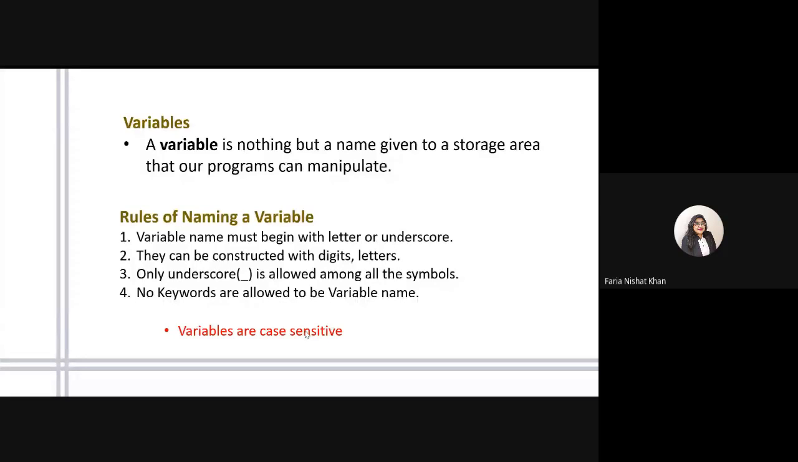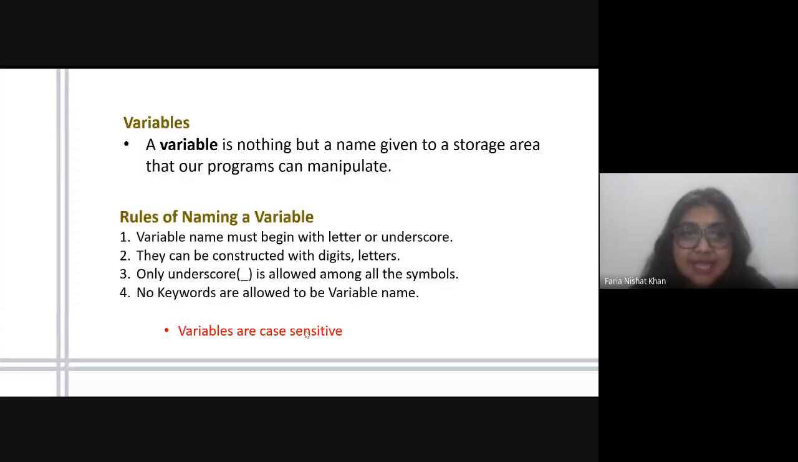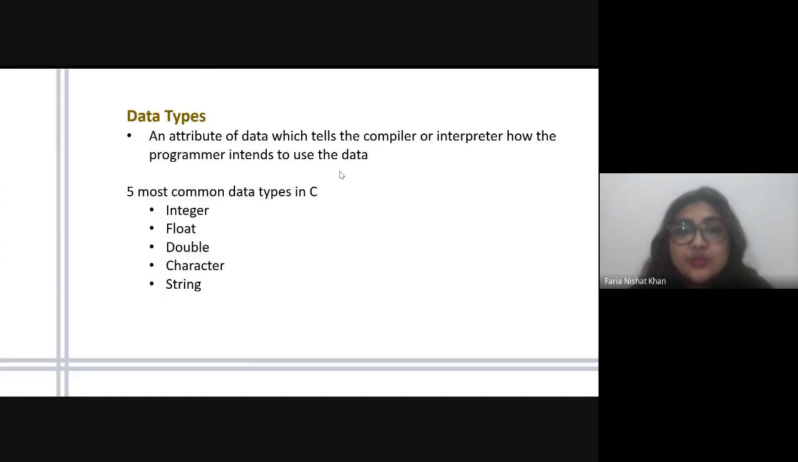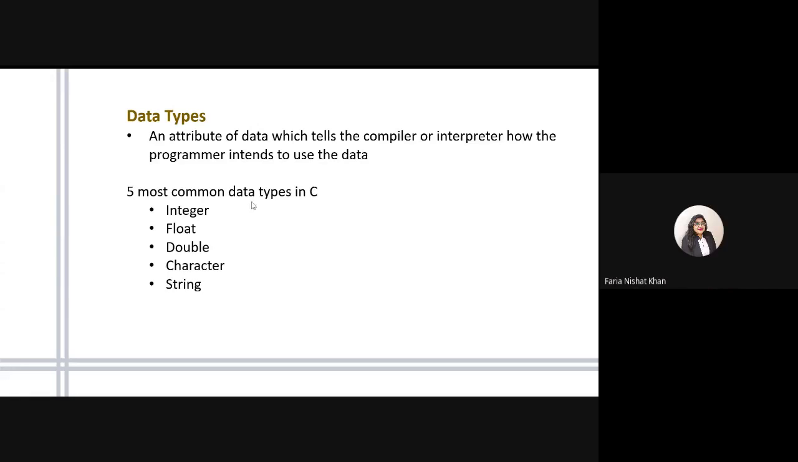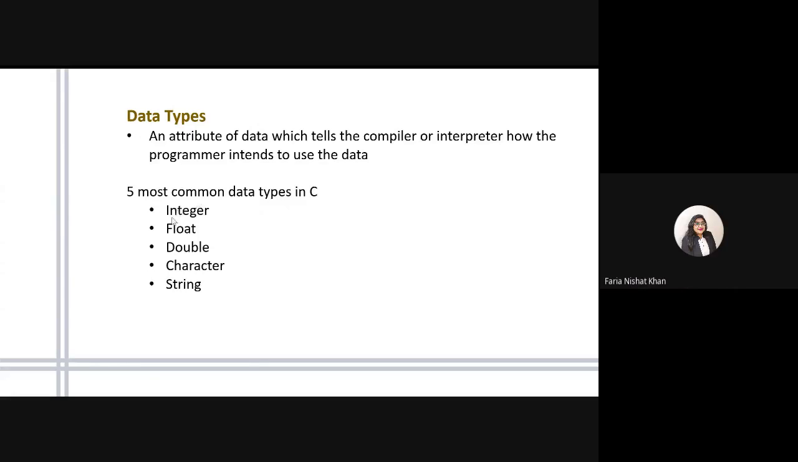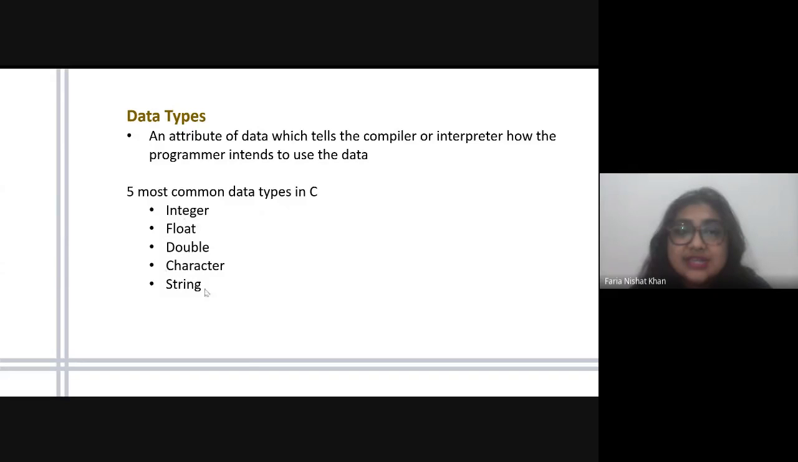Then we have data types, an attribute of data which tells the compiler or interpreter how the programmer intends to use the data. In short, whichever data you are putting into a variable defines the data type. If you're putting in a number, the data type will be integer, float or double. If you're putting in a letter, the data type will be character or string. The data types we mostly use are integer, float, double and string. These are the most common data types in C.